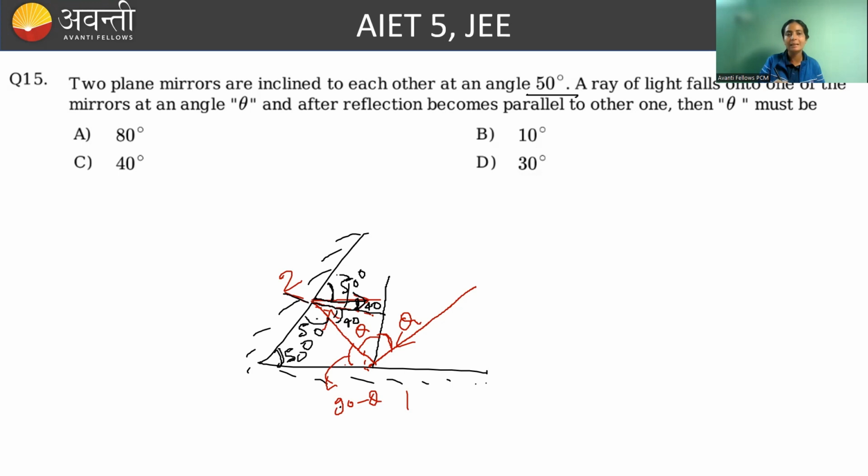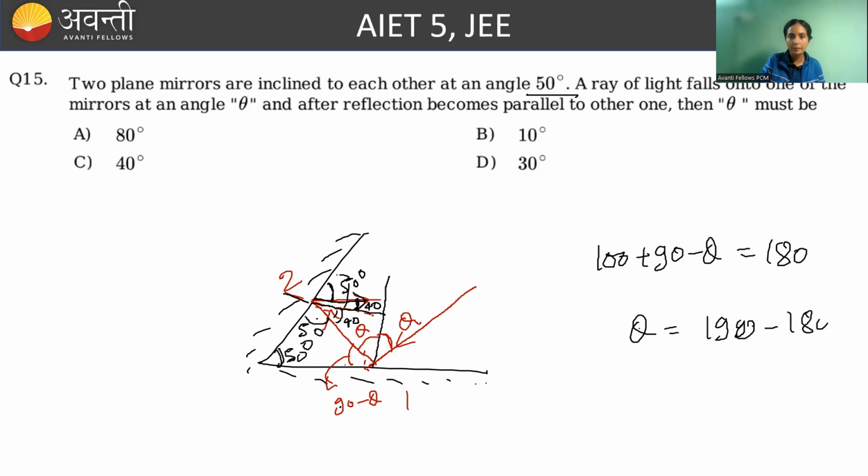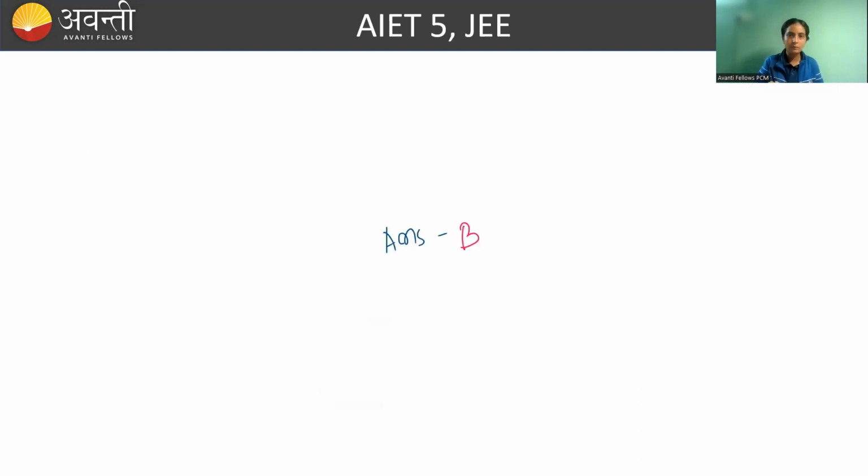Sum of all these three angles will be 180. So let's add it. 100 plus 90 minus theta will be equal to 180. Now what will be the value of theta? 190 minus 180, and that is equal to how much? 10 degree. So correct answer is what? 10 degree. I hope it is clear.